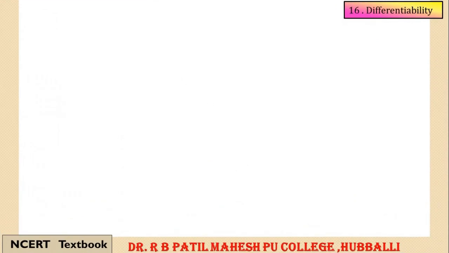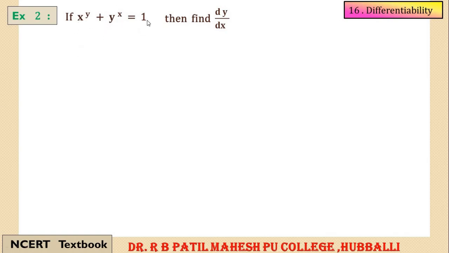Now see the next question. If x raised to y plus y raised to x is equal to 1, then find dy by dx. So in this example, we have addition of two functions. Okay, left side addition of two functions. We cannot take log directly to this.